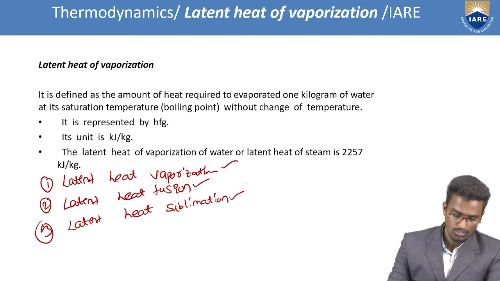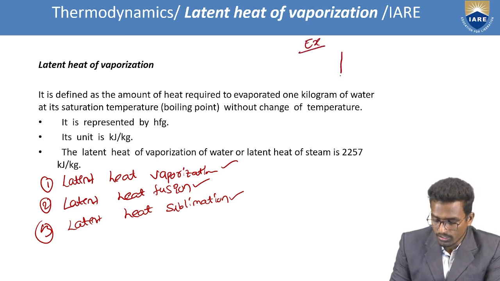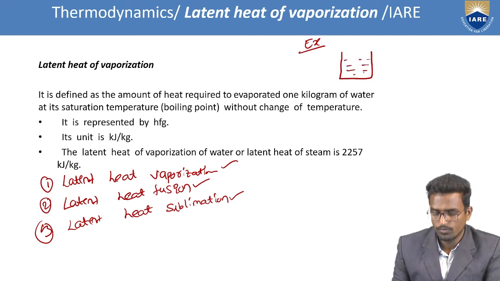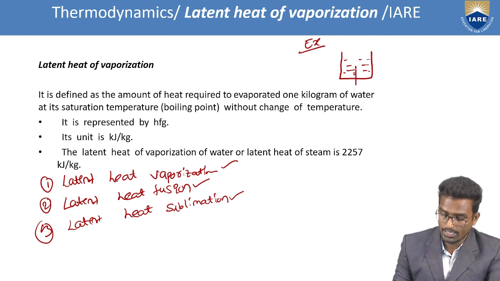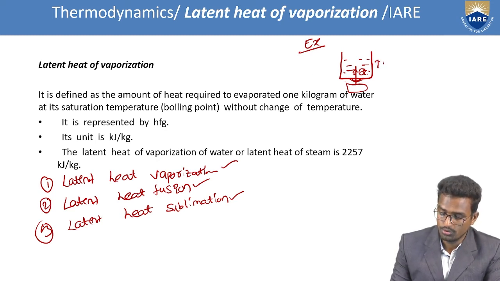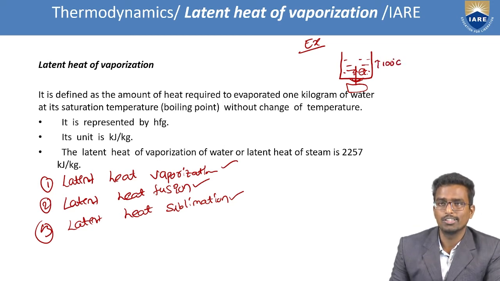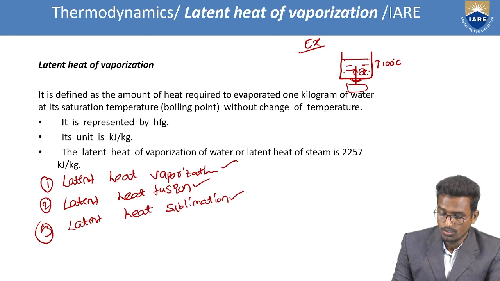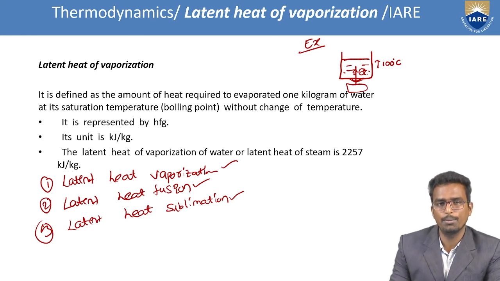What are these three? First, I am taking an example. I have water in a bowl. Initially the water is in a liquid state. Now I am adding heat to it, using some burner or anything. By adding heat, the temperature rises to its saturation point. Once it reaches the saturation point, the water slowly gets evaporated.